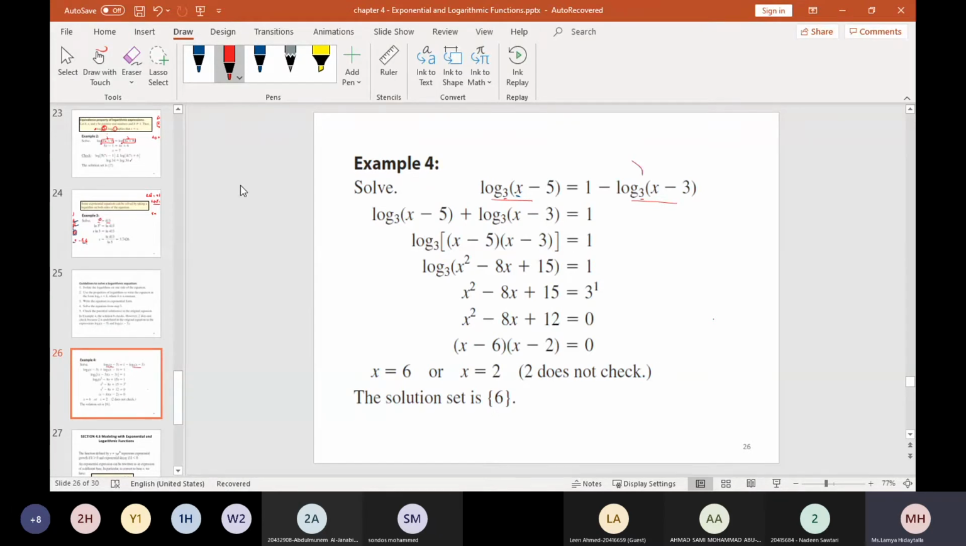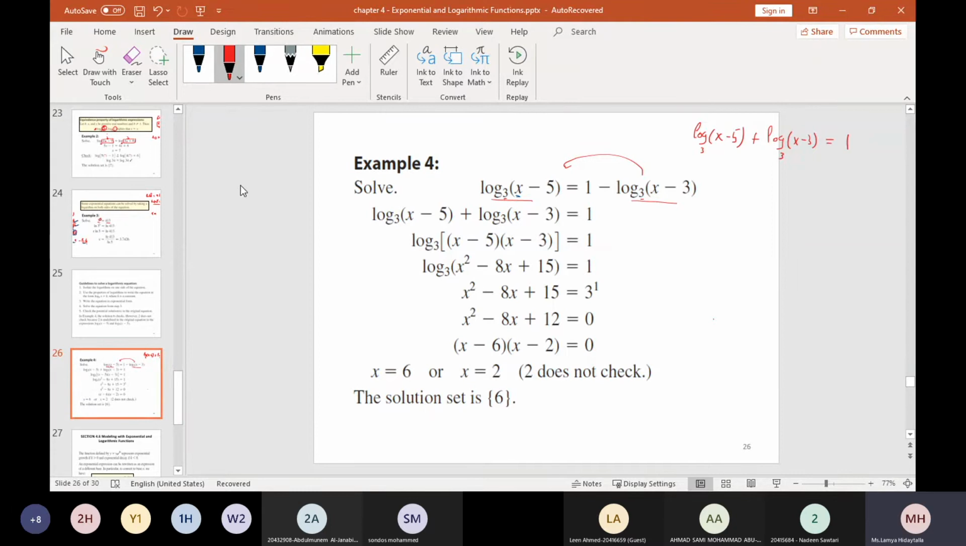So we will have, when we take this one there, logarithm of x minus 5, of course the base here is 3, plus logarithm of x minus 3, also the same base. This is equal to 1.